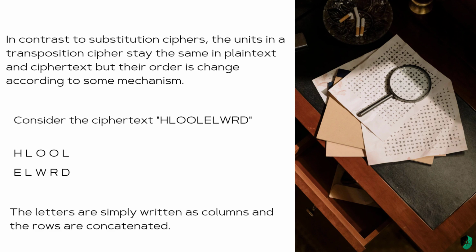And then in a transposition cipher, the plain text will stay the same as the ciphertext, but their order is changed according to some sort of mechanism. So if you were to consider the ciphertext HLOOLELWRD, if you were to write them out in columns and rows and then concatenate them, you will get the actual message. Looking at the ciphertext, if you start from H and then you go down to E, you go back to the second column where you have L, you come down again to L, you go to the third column, O, and so on, you will get the words hello world. That's how that would work.